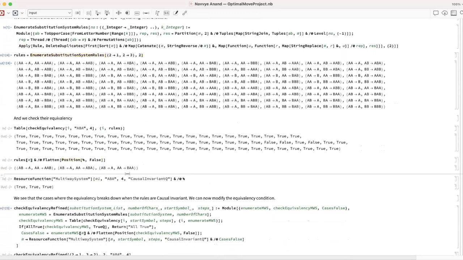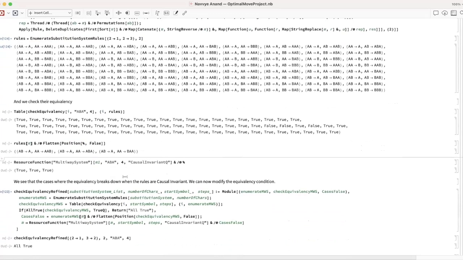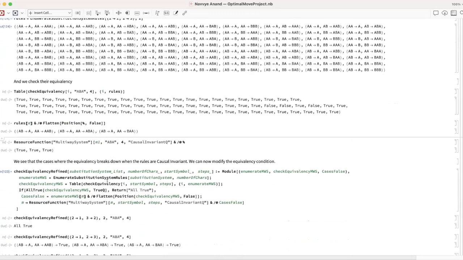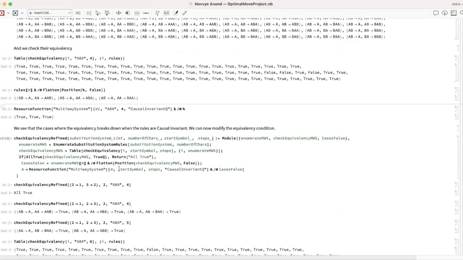And these cases occur when the rule is already causal invariant. As we discussed before, a rule being causal invariant causes some problems with the Knuth-Bendix completion algorithm. And therefore, we realize that the equivalency breaks down when the rules are causal invariant. We now modify the equivalence condition to check when rules are causal invariant.